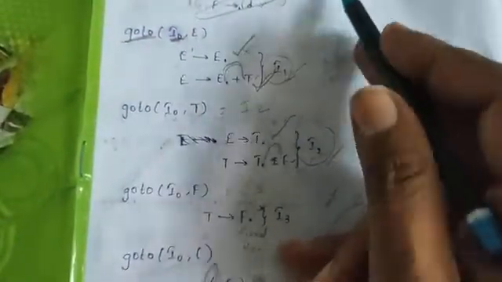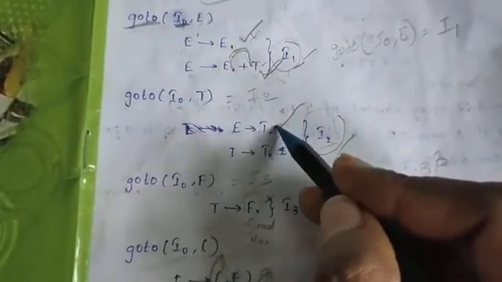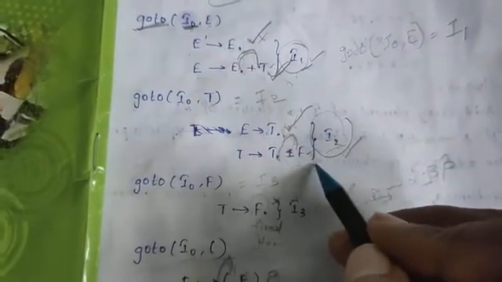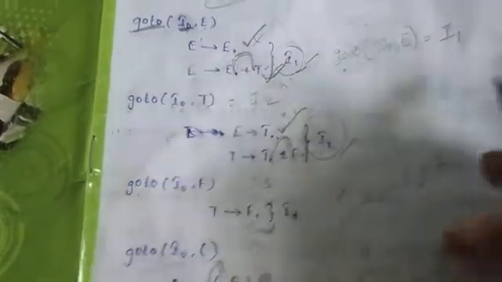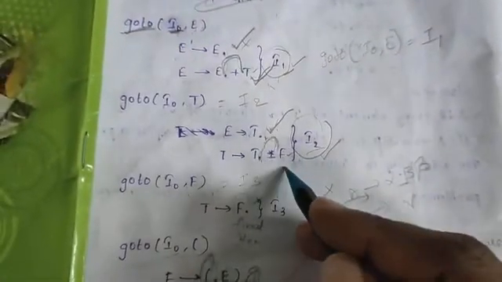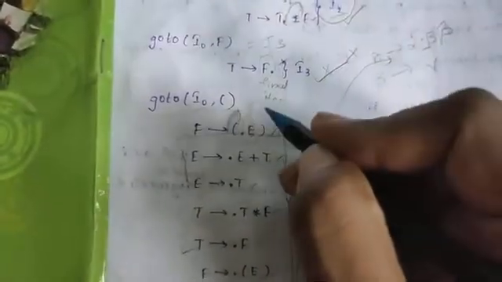Then I1 is completed, because first I0 is completed, then I1 is completed. In I2 there are two productions: one is already at the end of the production, and for the second the process is completed, so there are no more productions here. Then we'll go for I3. In I3 the dot is already at the end of the production, so no need to do anything. Then we are going for I4.